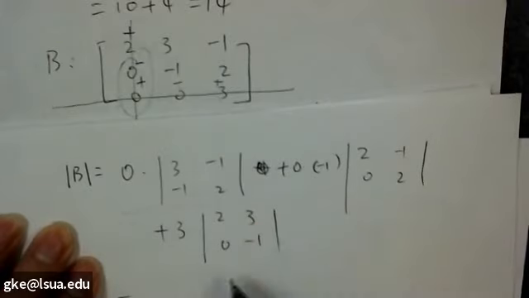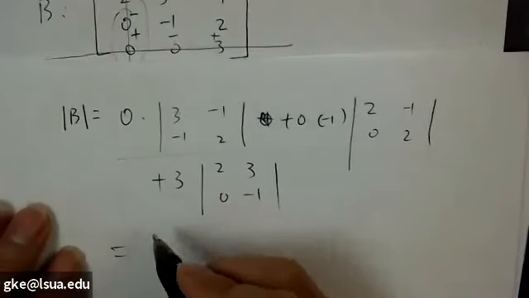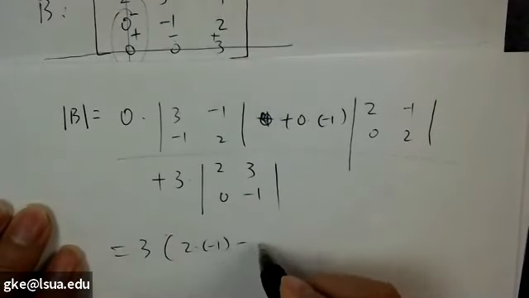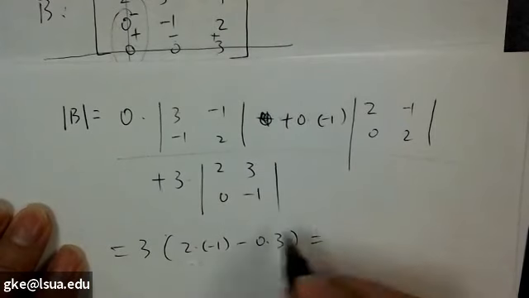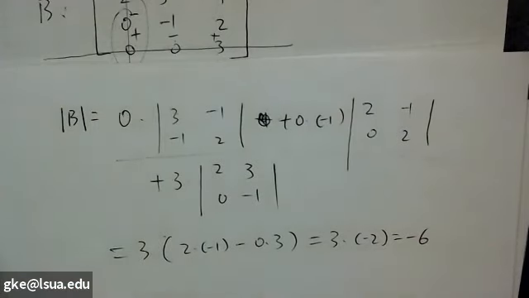Okay, so the first two are gonna give you 0, right? 0, 0, 0. And the last one will be 3, 2 times -1 minus 0 times 3. So 3 times -2 is gonna be -6. That's it.